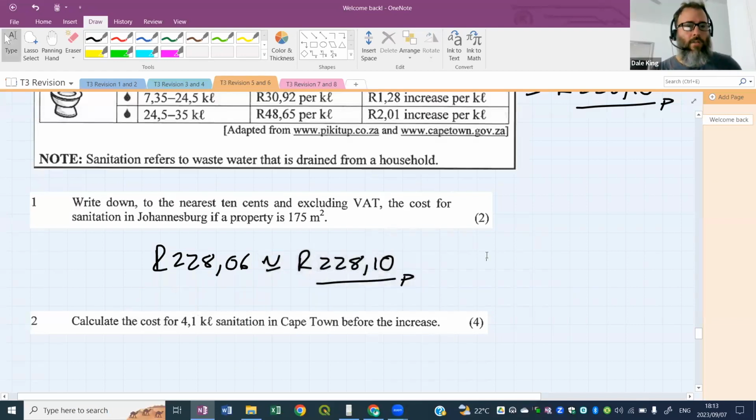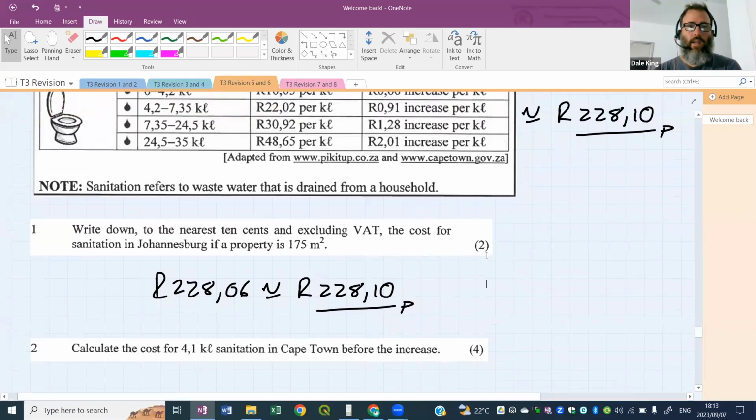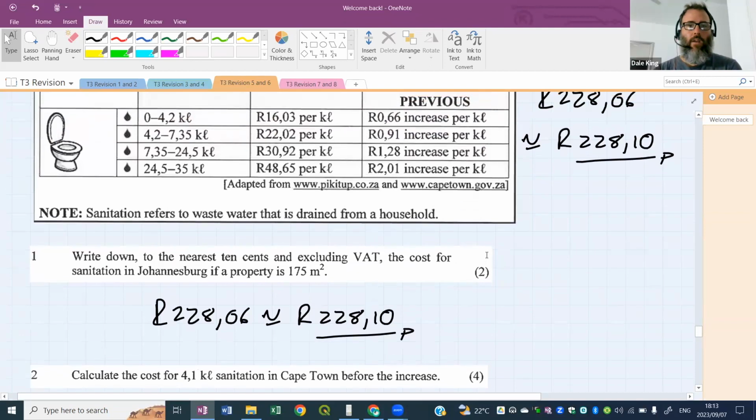Next question. Calculate the cost for 4.1 kiloliters of sanitation in Cape Town before the increase. Sure, there's a lot going on here. I need someone to come online and help me and tell me, what do I do? I need some advice here on where do I look, what do I do, where do I start? It's a 4-mark question, so there's a little bit to it. Before the increase, I need to calculate that cost.